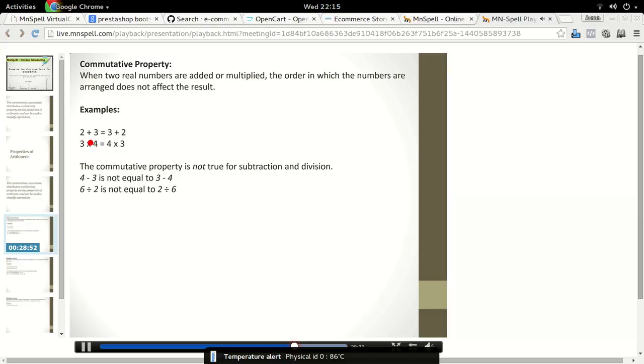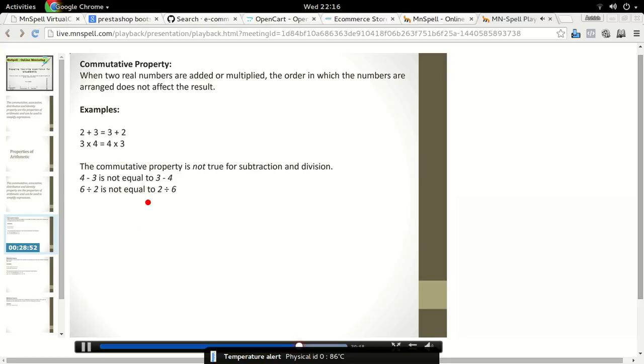As we can see in the example, if we add 2 plus 3, we are going to get 5. Similarly, if you change the order and you switch over to 3 plus 2, you are going to get 5 as well. So this is for the addition. Same with multiplication. 3 times 4 will give us 12 and 4 times 3 will also give us 12. So we are here changing the order, but it is not going to affect our result. So commutative property is true for addition and multiplication.